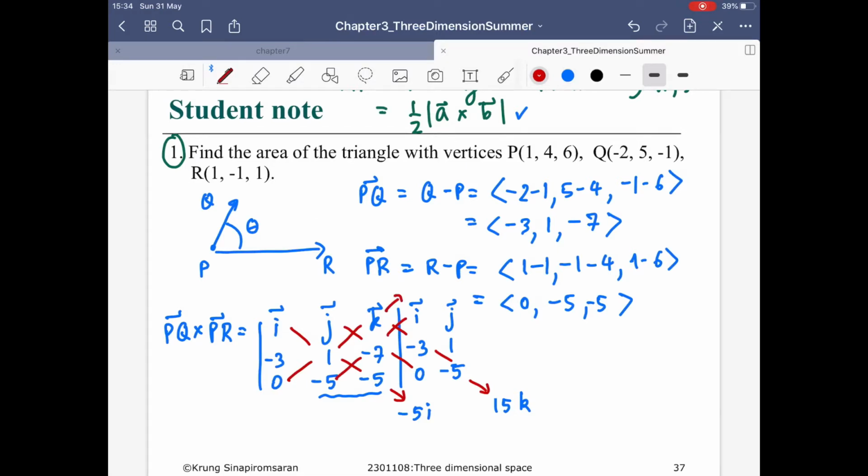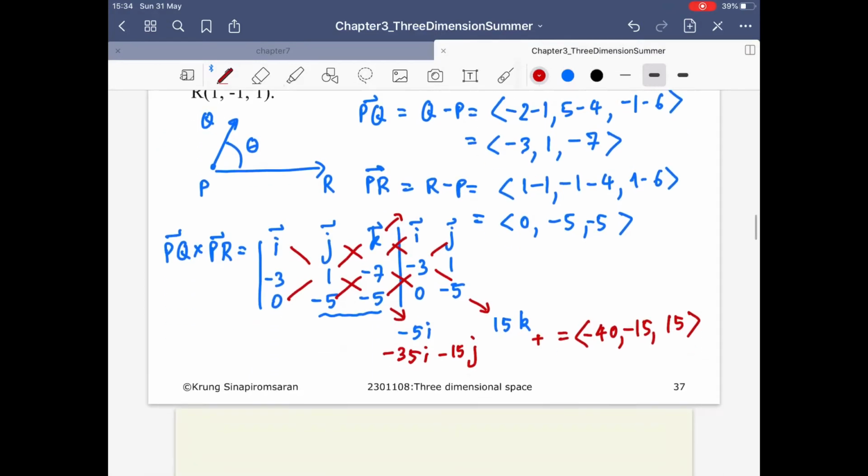But this one, you got 35i. Instead of putting 35, you have -35i, just like this. And then the last one is a j. So actually you got 15j as a positive, then you plug in -15j, and then you just add them up to end up with your i is 40, your j is 15, and your k is 15 as well. Okay, so it's -40, -15, and 15. This is the cross product.